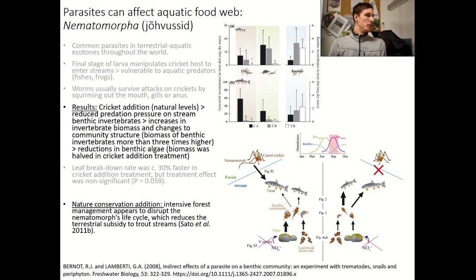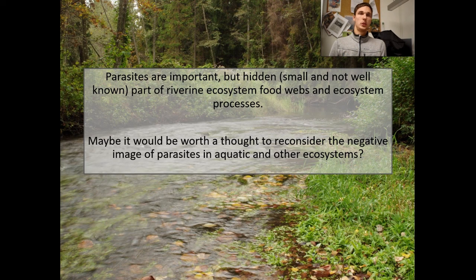Now, to sum up, parasites are important and connecting factors of lotic freshwater ecosystems, but the impact of them can often be hard to see because they are small and connected with many vectors. So what do you think? Maybe it would be worth a thought to reconsider the negative image of parasites in aquatic and also other ecosystems.